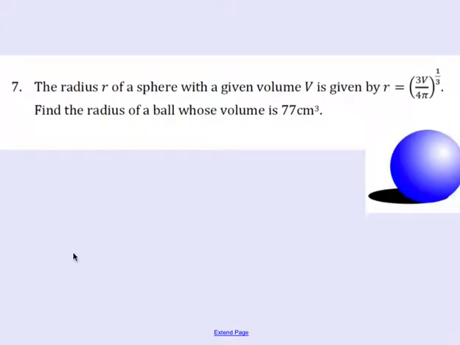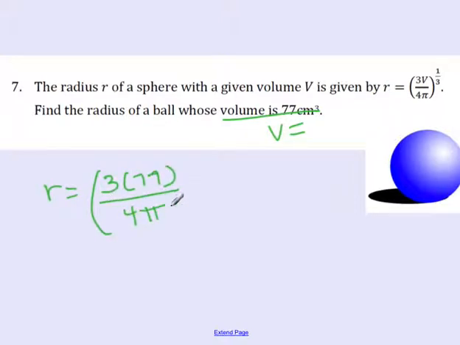Okay. All right, let's go ahead and look at example 7. The radius of a sphere with a given volume is given by r equals 3v over 4 pi all to the 1/3 power. Find the radius of a ball whose volume is 77 centimeters cubed. Okay, so this is v equals 77. So I'm going to plug that in. So r equals 3 times my volume, 77, all over 4 pi to the 1/3 power.